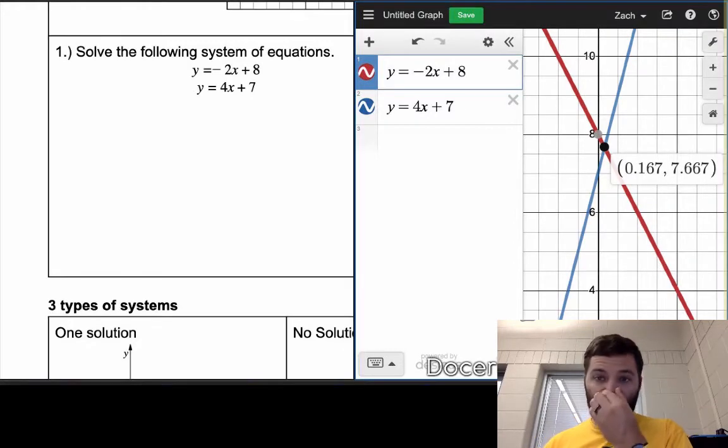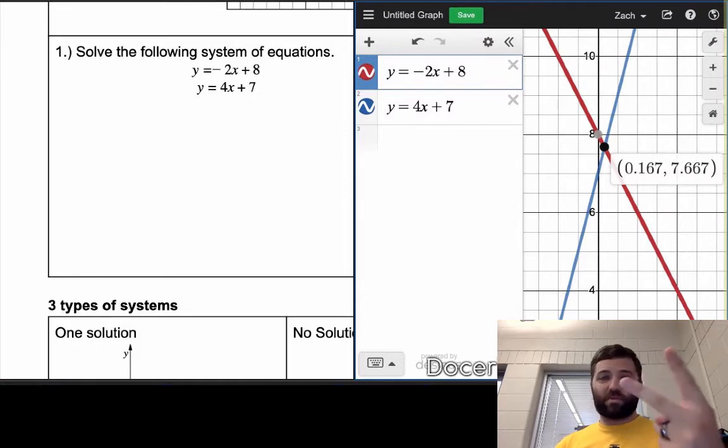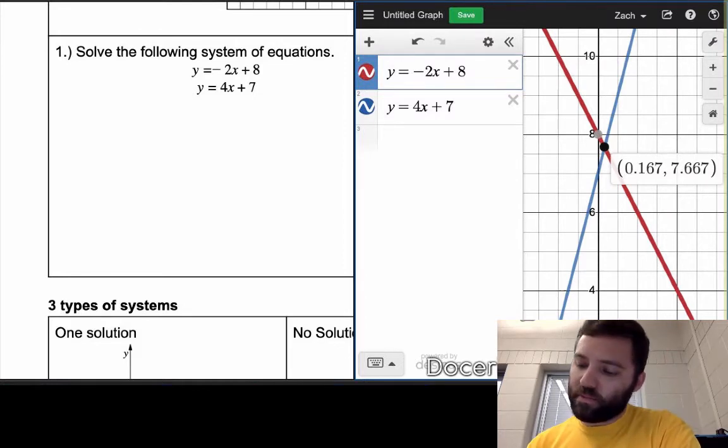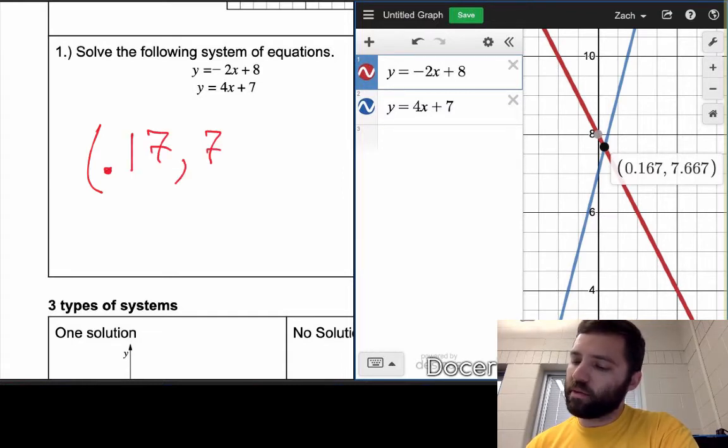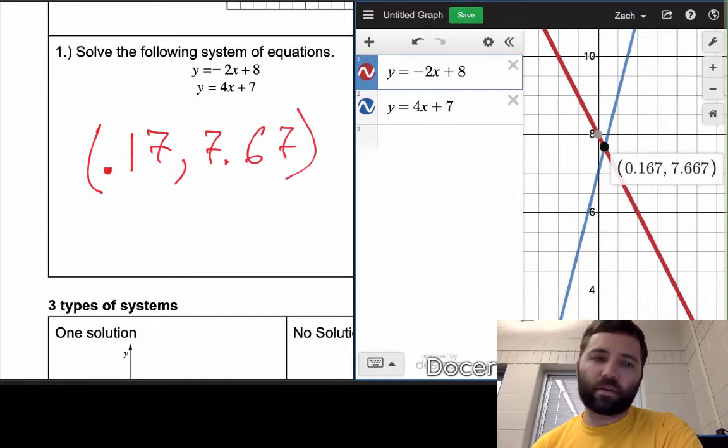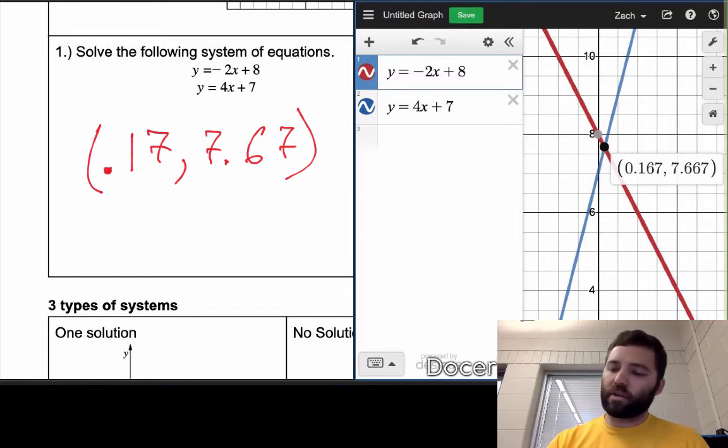So what you're going to write for your answer, I'm not sure if I said this yet. In Algebra 2, we're going to go to 2 decimal places, unless it tells us otherwise. Okay, so 2 decimal places. And so our solution, it's not nice, but it is a solution anyway. Where they cross is 1.67 and 7.67. Okay, and that's it. So to solve that system of equations, if we're using the graphing technique, we just graph each one, find where they cross.